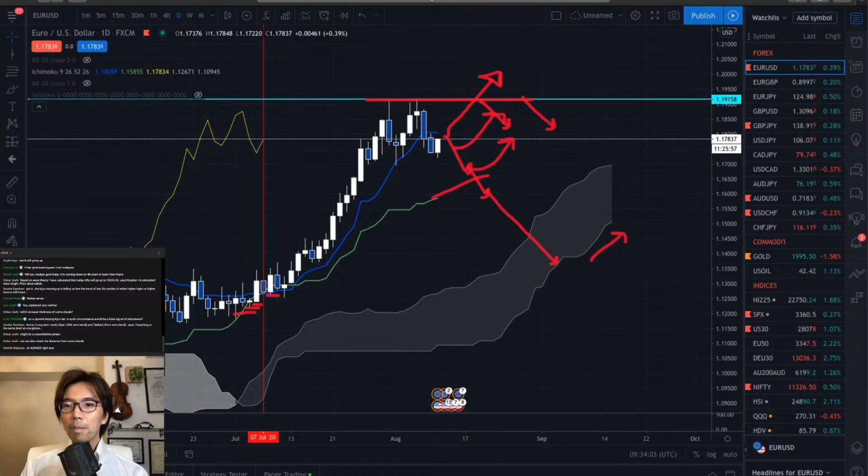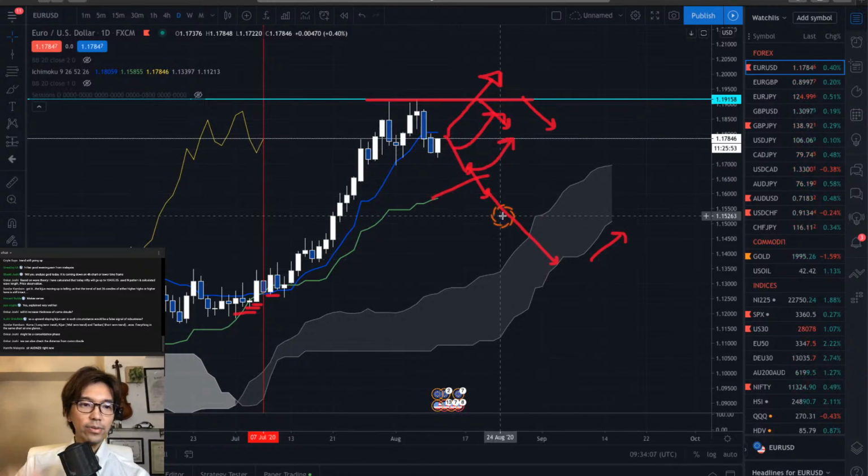Trend is still going up. Yeah, the trend is still going up. Mid-term to long-term, this is uptrending now. So yeah, this is bullish still. Right, makes sense.